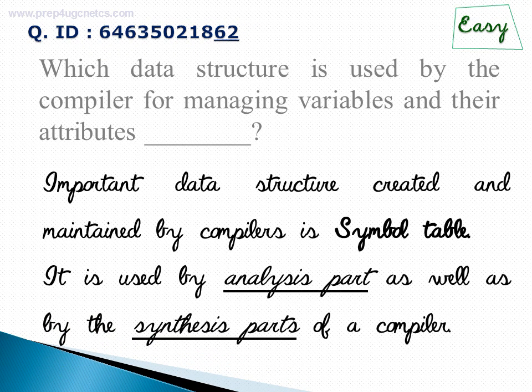An important data structure created and maintained by compilers is the symbol table. A symbol table can store information about variable names, function names, objects, classes, interfaces, etc. It is used by the analysis part as well as by the synthesis part of a compiler.